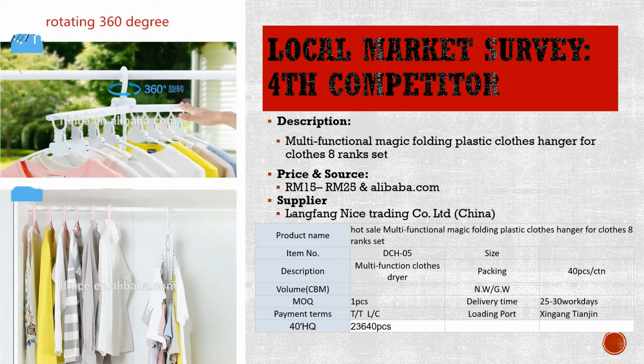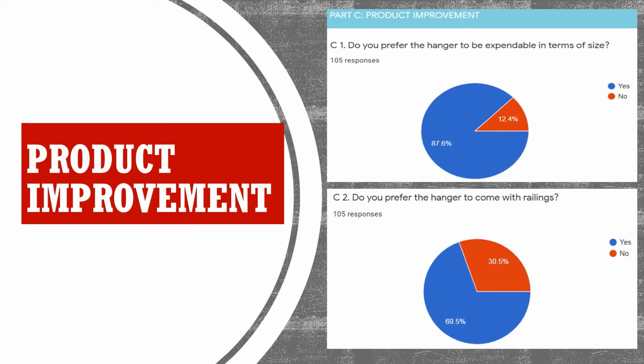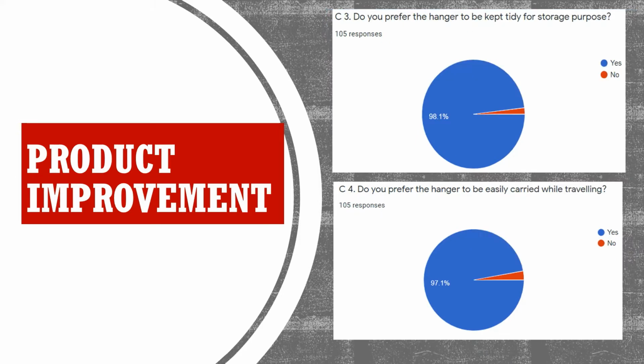For the market demand, it can be seen here, it is extracted from the questionnaire given to the 105 respondents pertaining to the multi-purpose hanger. Same goes for the product improvement, which is extracted from the questionnaire, and the product improvements can be seen here. For example, do you prefer the hanger to be expandable in terms of size? Yes, 87.6% of the respondents accept it and require it to be done. The last two product improvements show that the majority of the respondents would like to have what the multi-purpose hanger has on the survey.